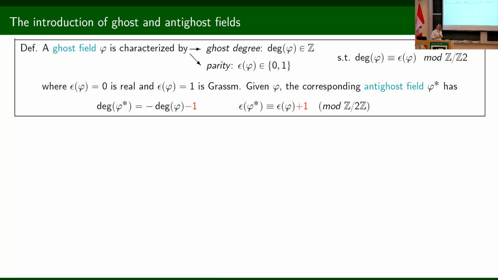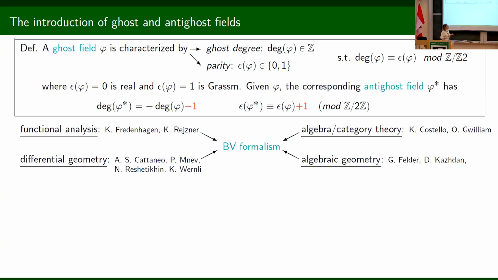And actually, what distinguishes the BV formalism from others, let's say the Faddeev-Popov ghost or the BRST, is that we are imposing some kind of duality. Namely, for each ghost field, we are also introducing what we call the anti-field. It is somehow a dual variable, with the ghost degree of the anti-field being minus one minus the ghost degree of the field, and opposite parity.